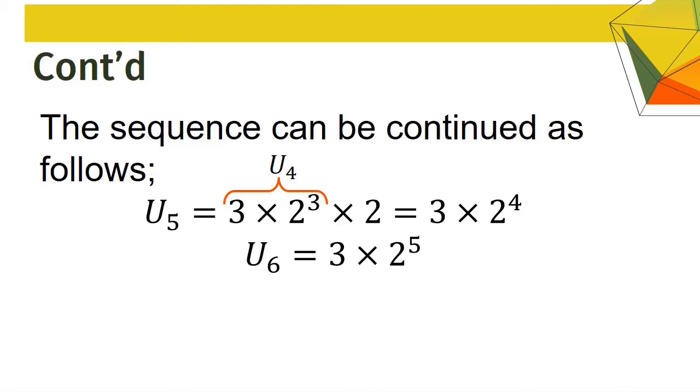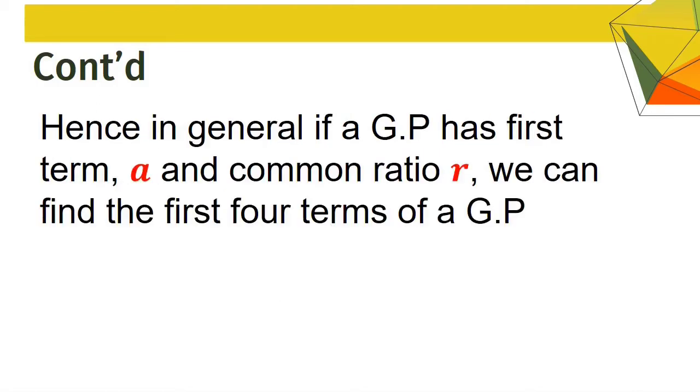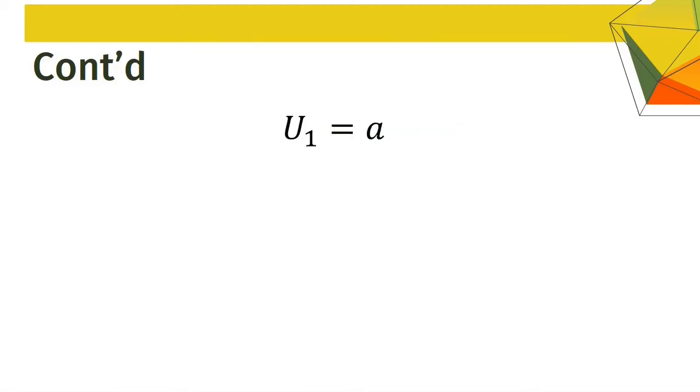And so you observe that as the terms increase, the power also increases. The next term, which is the seventh term, will produce 3 times 2 raised to the power 6. So as we continue the sequence, the power will keep increasing. Hence, in general, if the geometric progression, which is GP, has the first term denoted by a and a common ratio r, we can find the first 4 terms of the geometric progression. To obtain the first 4 terms, we need to know the first term, the second term, the third term, then finally the fourth term.